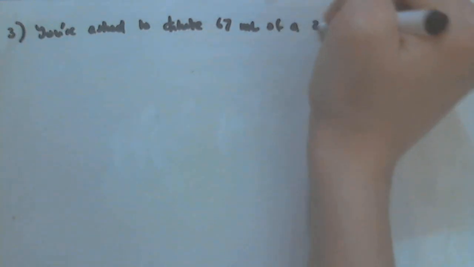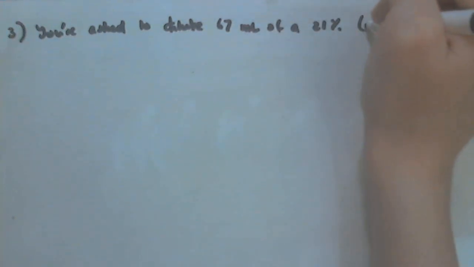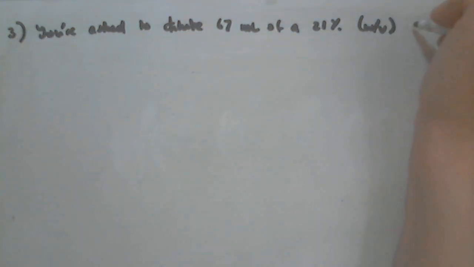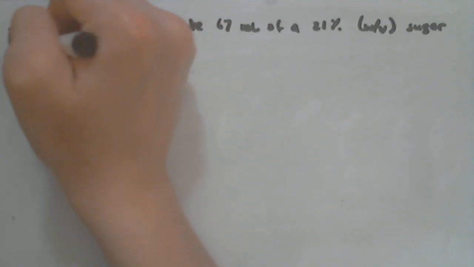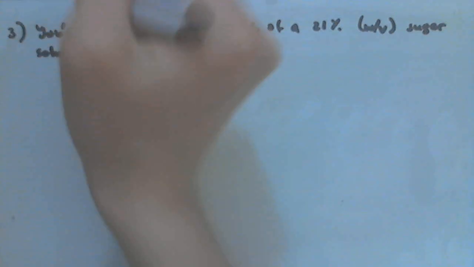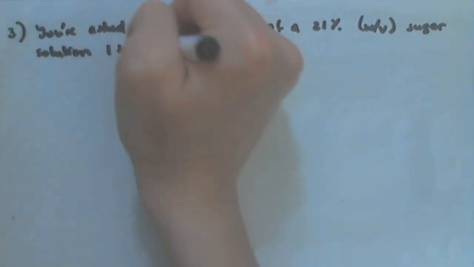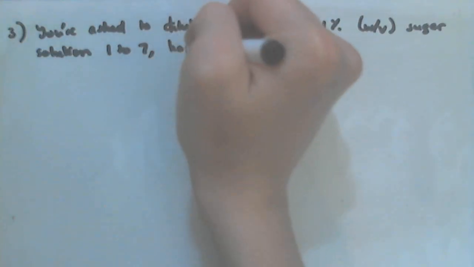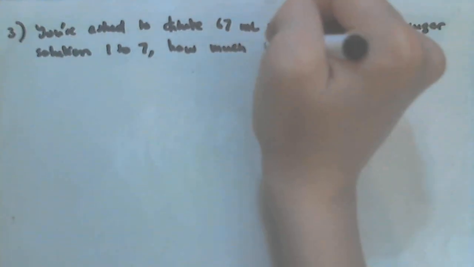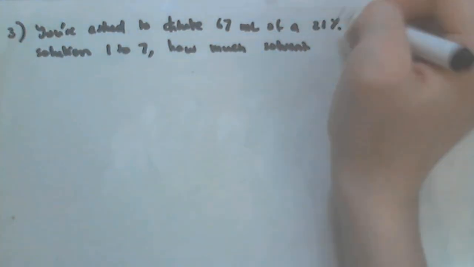Let's do this. You're asked to dilute 67 milliliters of a 21% weight to volume sugar solution (1 to 7). So how much solvent must you add?